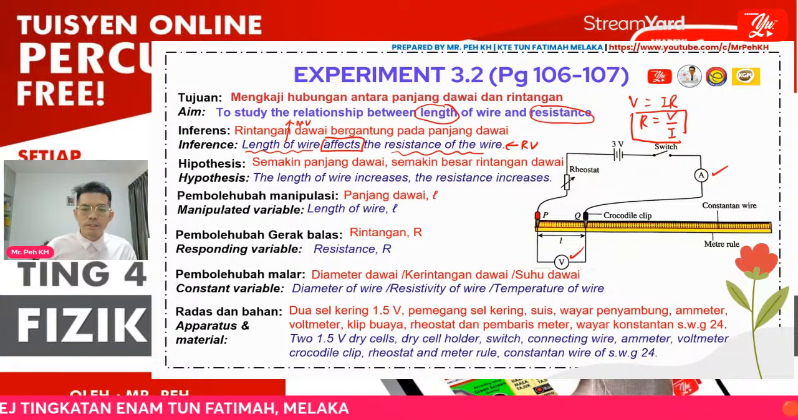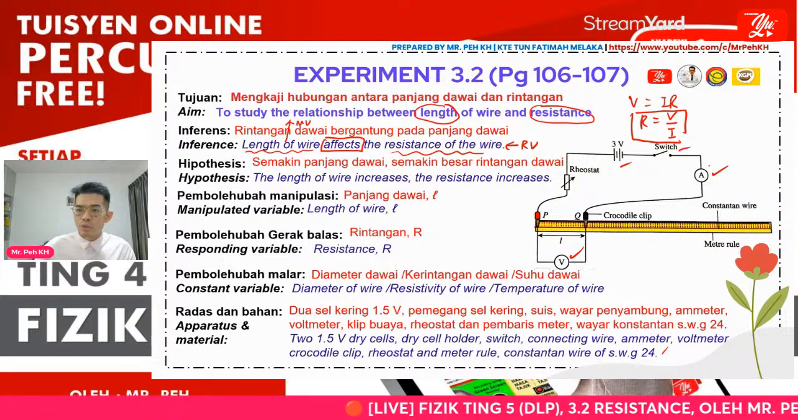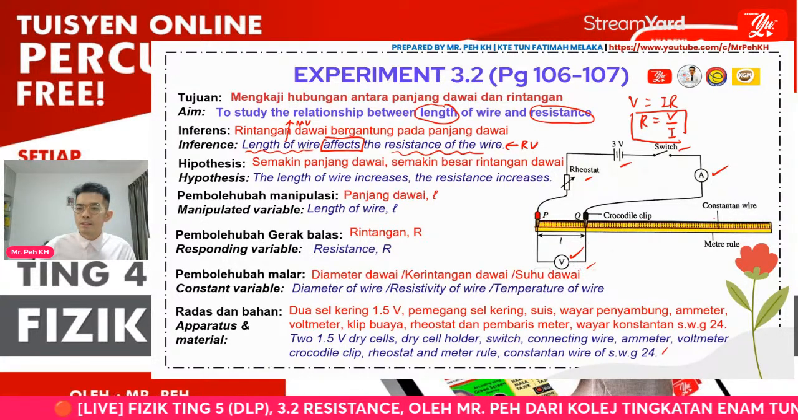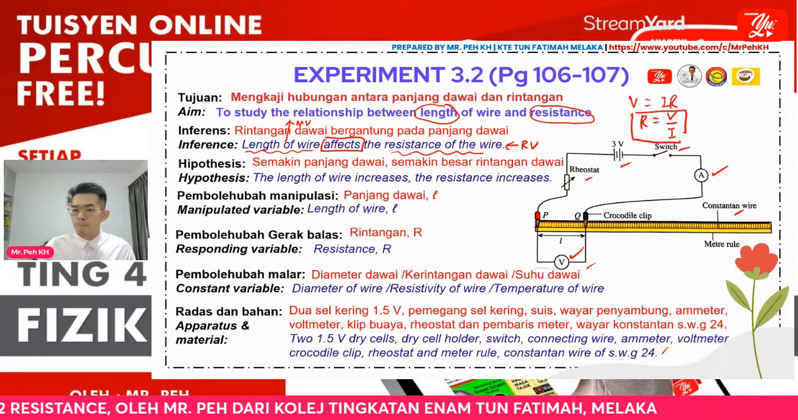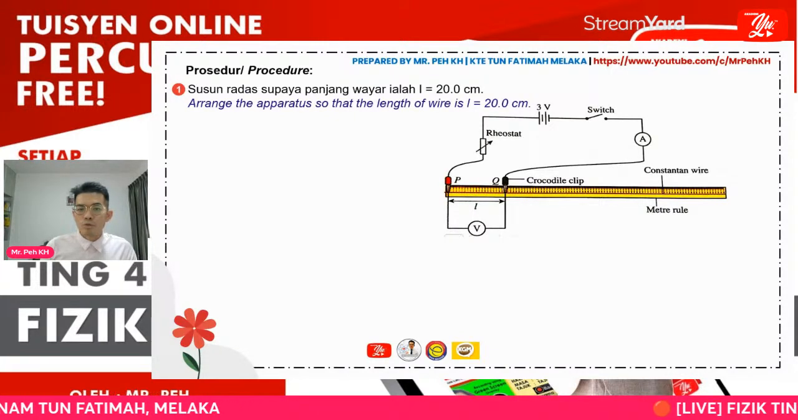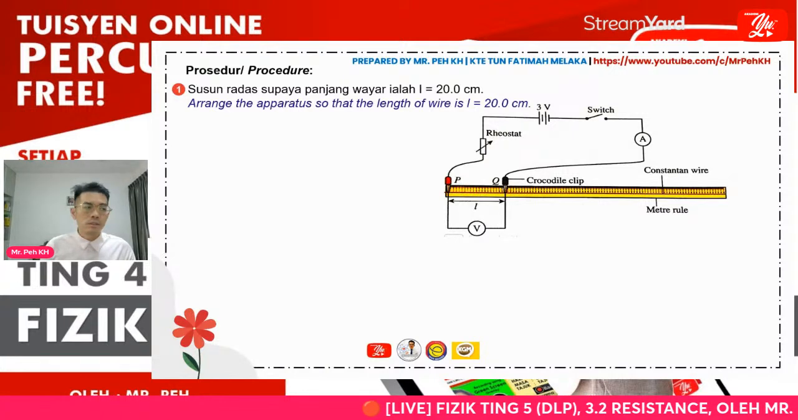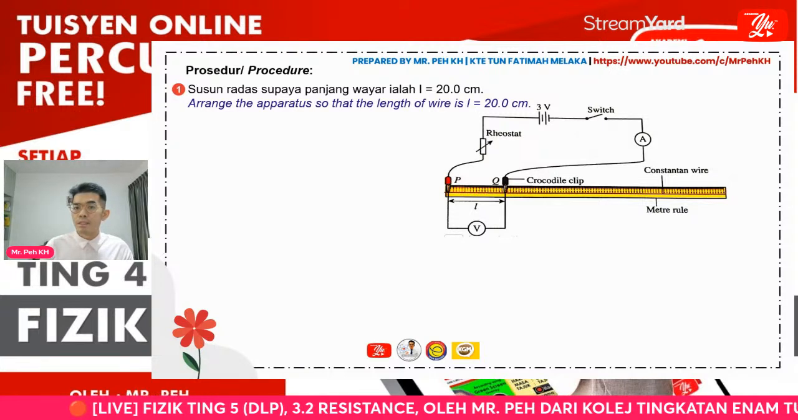For the apparatus, you can just go through the list here. We have the battery, switch, ammeter, rheostat, voltmeter, constant wire, meter rule, and the crocodile clip. Okay, the procedure. This is a simple procedure you may use to write the answer, especially for the question where the procedure is not provided, known as tugasan amali tidak berbantu.